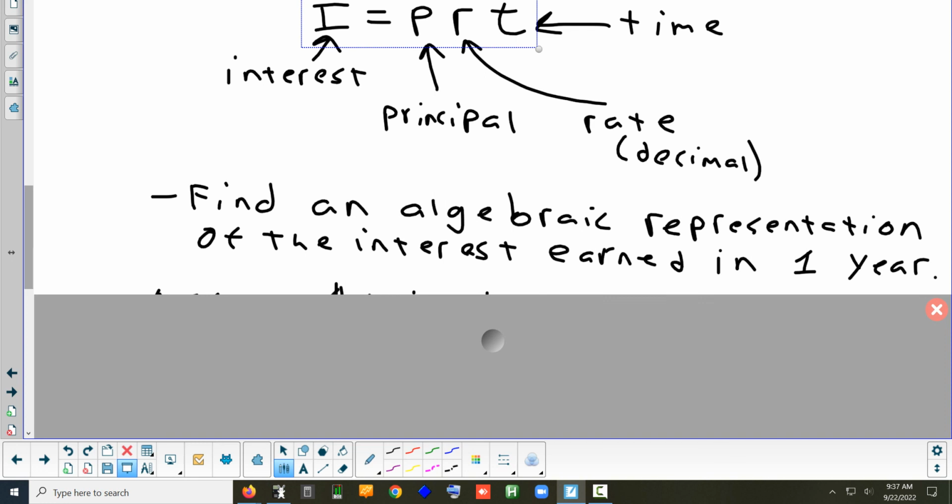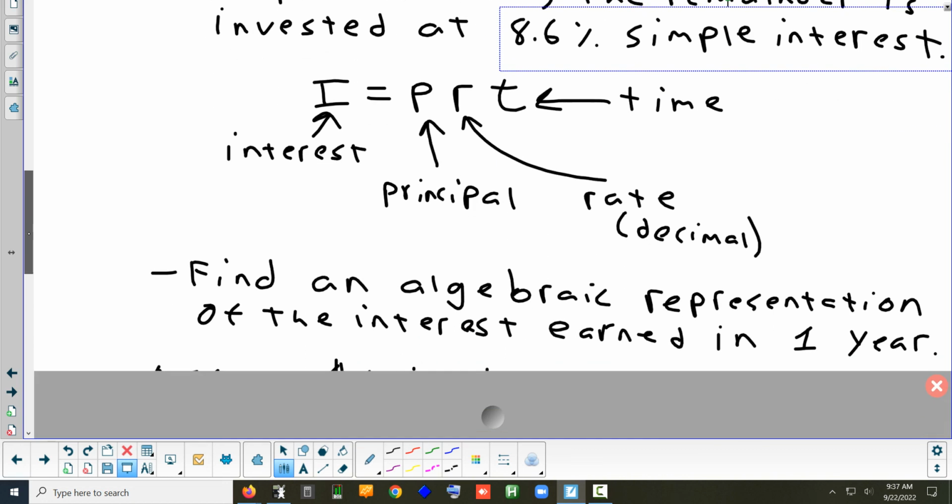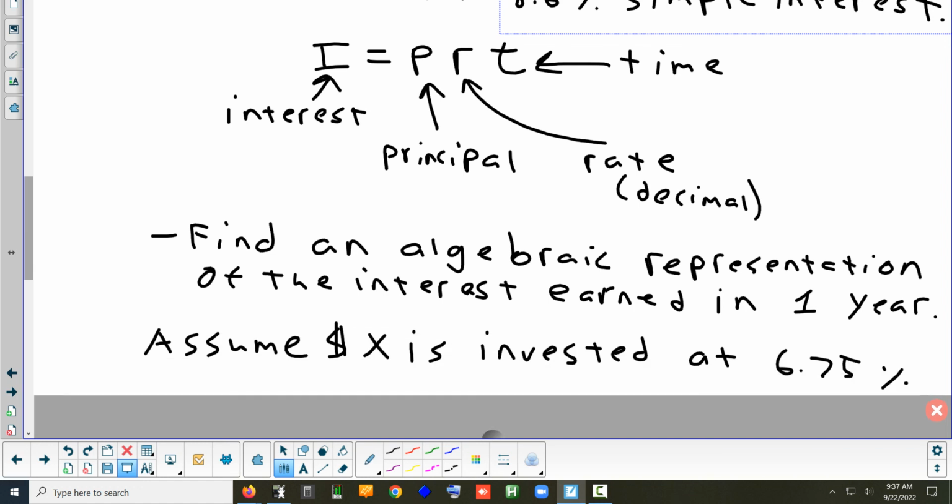Now we're going to need a variable. We don't know how much money he's putting in the 6.75% account, and we don't know how much money he's putting in the 8.6% account. But we're going to pick a variable to represent one of them. You don't need a variable for both. You only need it for one. So let's let X be the amount of money that Bill invests at 6.75%. That's his principal. It's what he's putting into the first account.